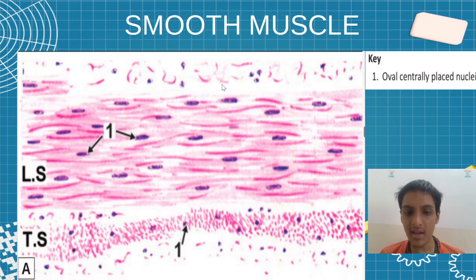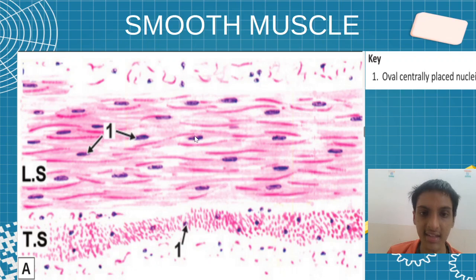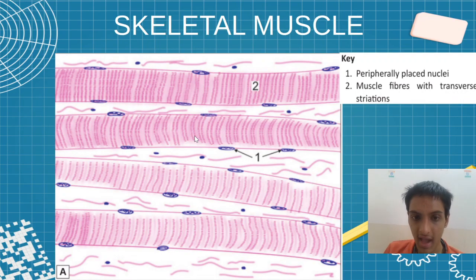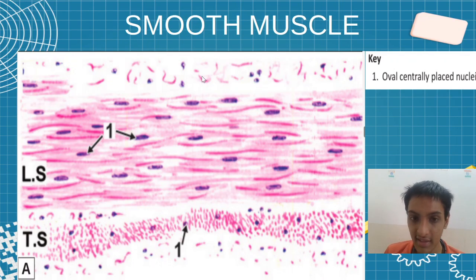So in smooth muscle, we have the spindle shape, fusiform and uninucleate. So nucleus is at the center. In skeletal, I told you it is periphery. Here it is center. Okay, so the most important feature will be the ovally placed central nuclei.